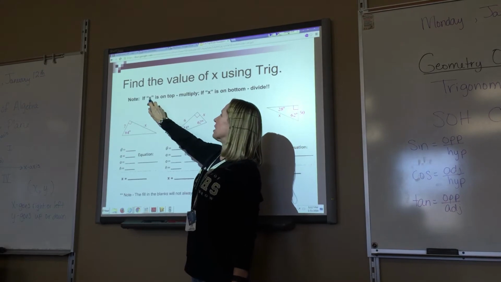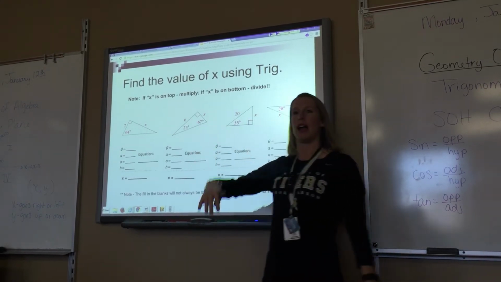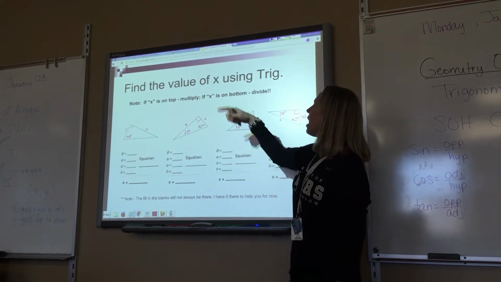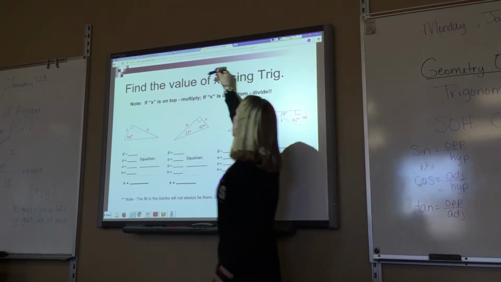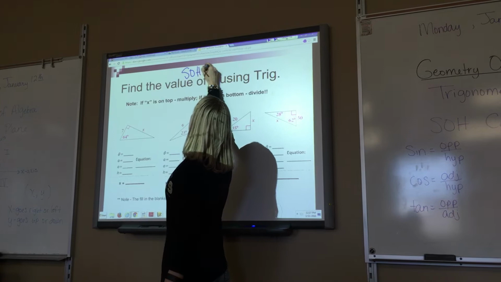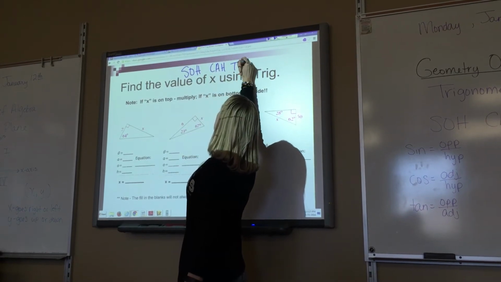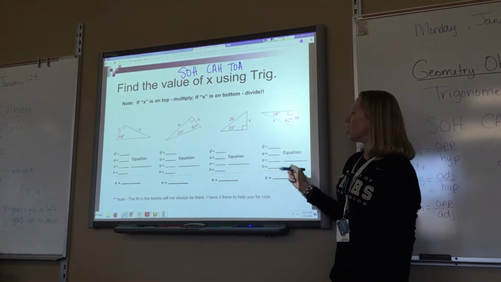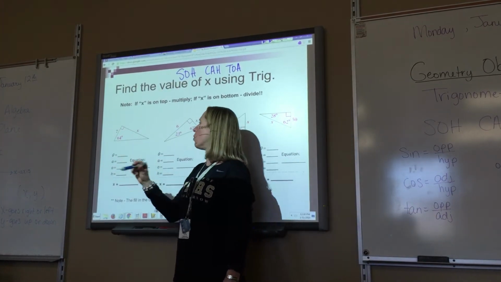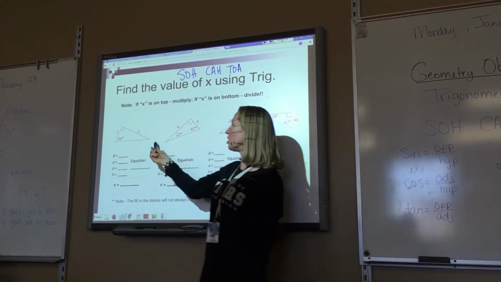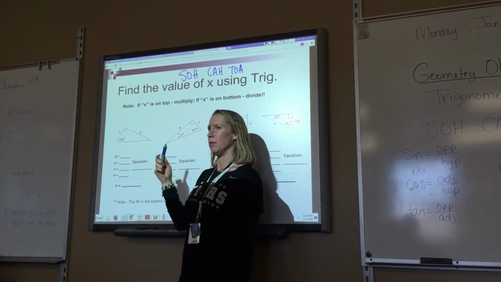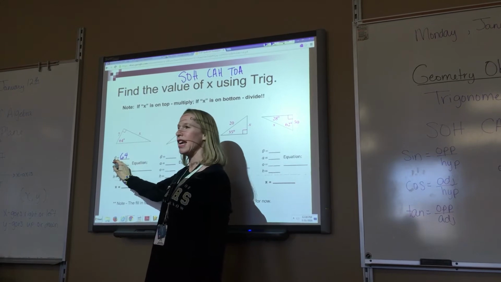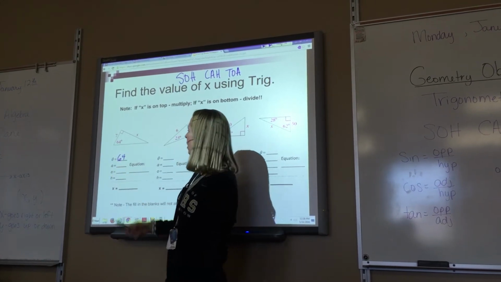You have to remember, if x is ever on top, we multiply. If x is up high, that's how you know to multiply. If x is on bottom, you divide. So let's remember, some old hippie caught another hippie tripping on acid. So on this first example, the circle with the line through it is always the angle. So what's your angle in this example problem? 64. So that's where that goes, and that is called a theta, T-H-E-T-A, theta.